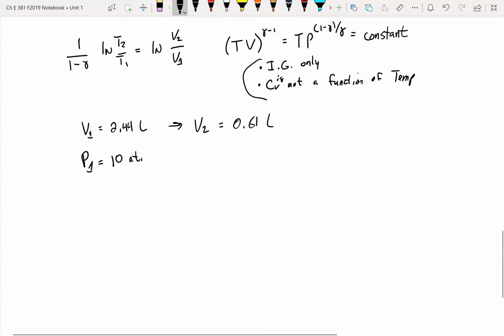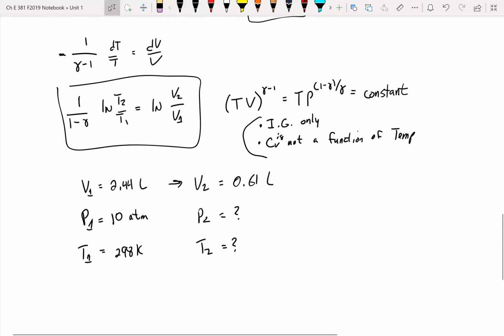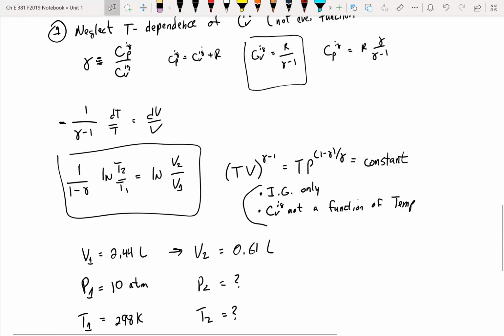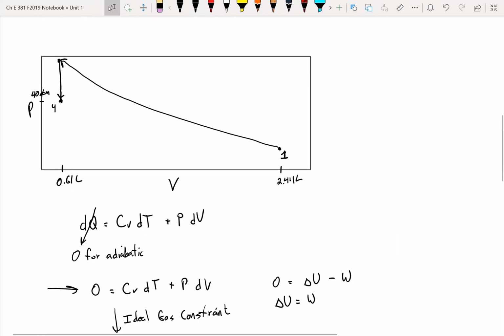P1 was 10 atmospheres. We don't know P2. T1 is 298 degrees Kelvin. And we also don't know T2 yet. That'll be the first thing that we calculate actually using the adiabatic compression relationship. Okay, so if I want to use this equation, I'm going to need a value for gamma. And our working fluid here was methane again.